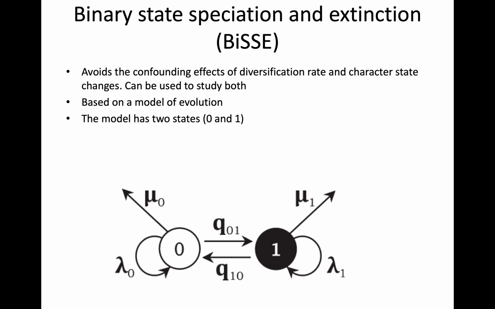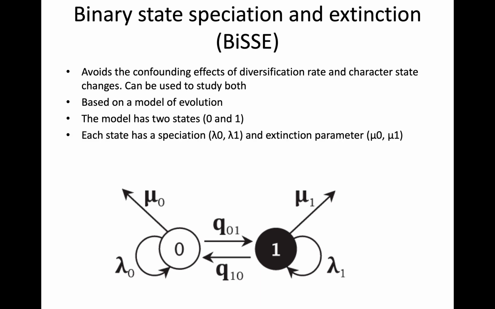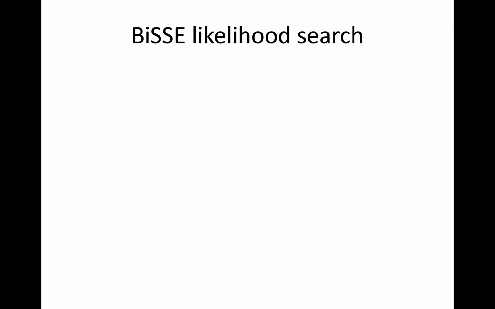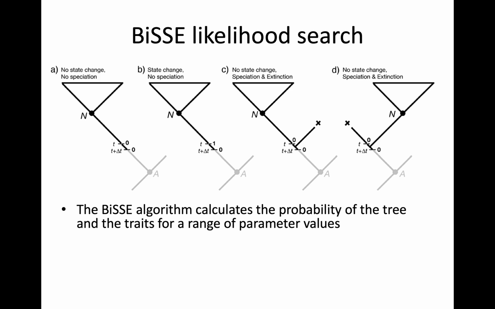So we have two states, 0 and 1, and we have for each state a speciation parameter value, respectively lambda 0, lambda 1, and extinction parameter mu0, mu1. And we transition between states. So then what does BISSE do with this? Well, BISSE uses the pruning algorithm of Joe Felsenstein.